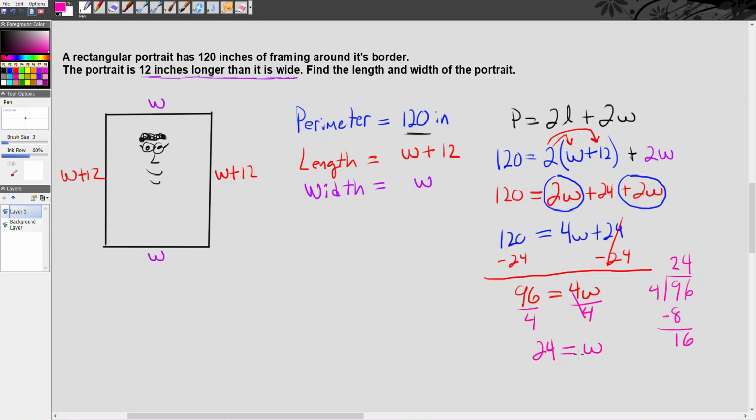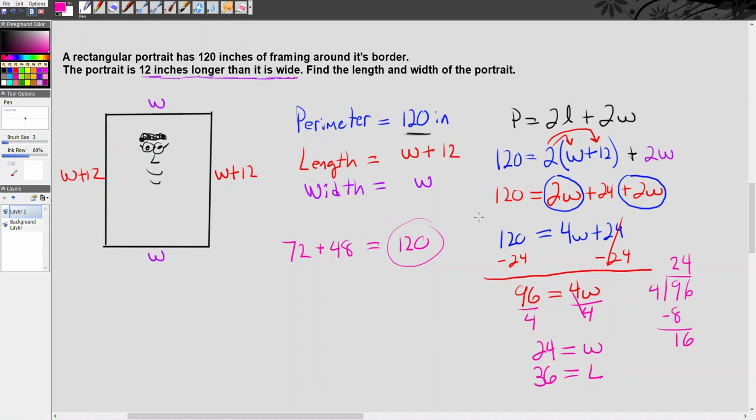So if the length is 12 more than that, what's the length of this portrait? The length of this portrait is 36 inches. We'll see that's correct because we have 2 times 36, that's 72. And 2 times 24, that's 48. And 72 plus 48 does equal 120, which is the perimeter of our portrait.